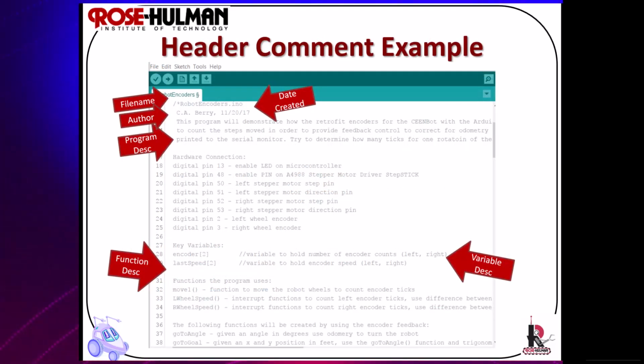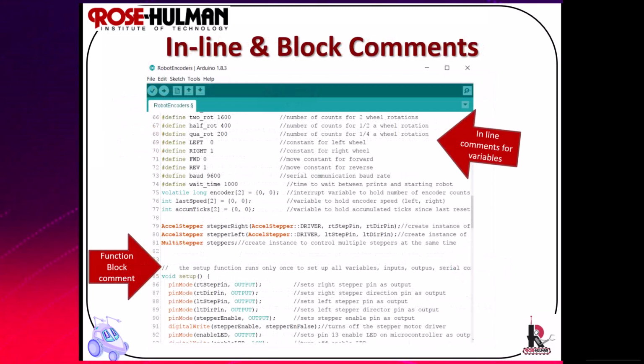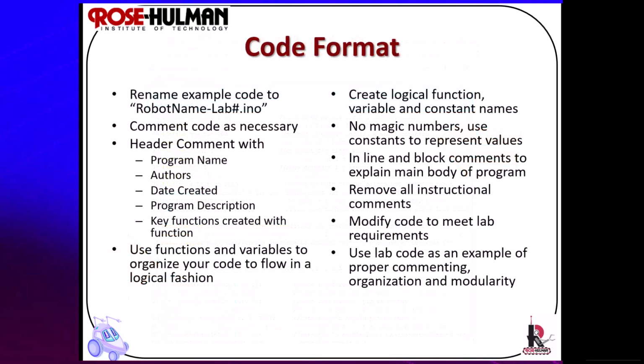Here are a few more examples where I now have a header name, the author, the date it was created, a description of what the program does, a list of variables and functions, function prototypes, and what they do. I have an inline comment here, a function block comment.